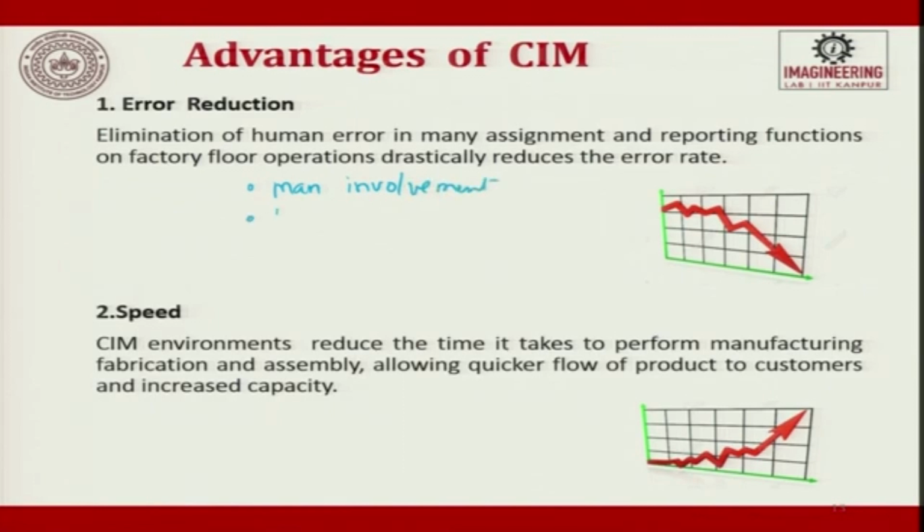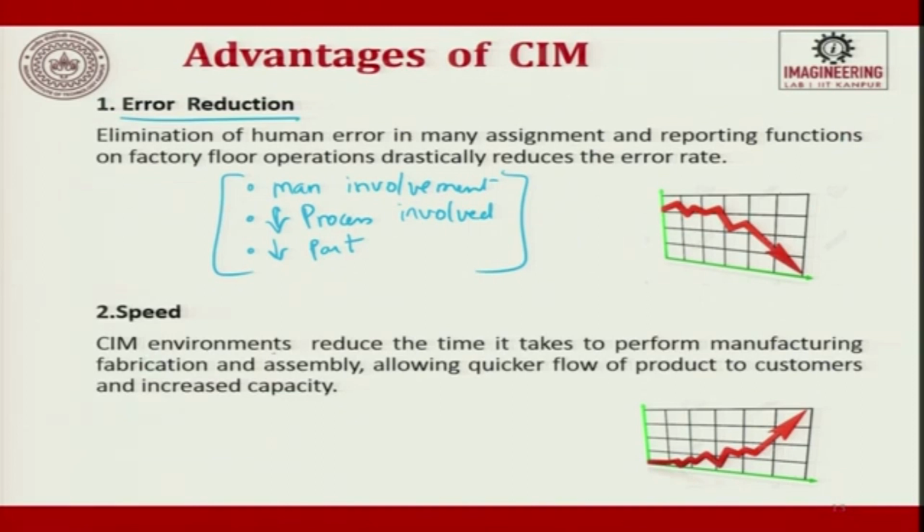In fact, nowadays we are also trying to reduce the processes involved. If we reduce the processes, then the number of defects happening in the process is reduced. We are also trying to talk about reducing the number of parts. So, all these things will lead to error reduction. We are talking about human error, that is, elimination of human error in many assignments and reporting functions.